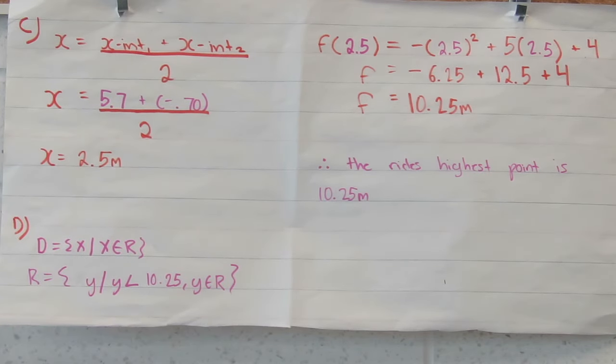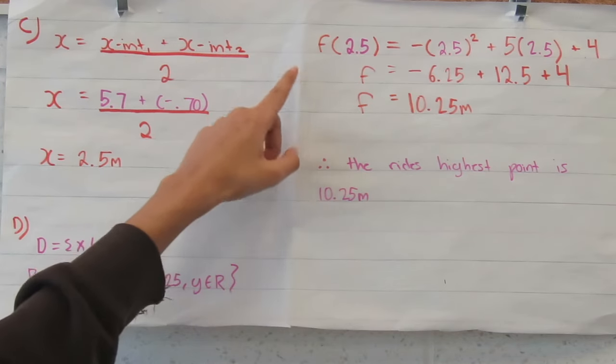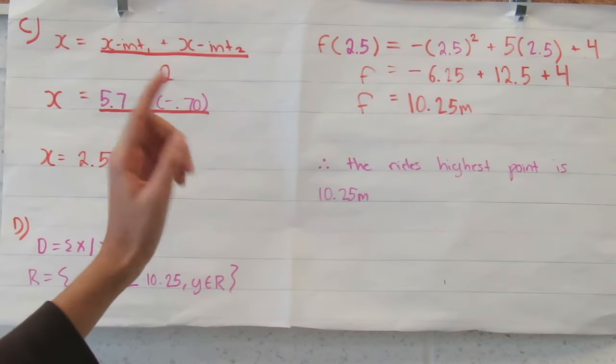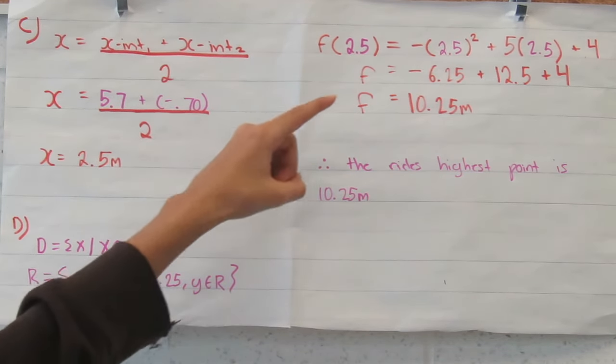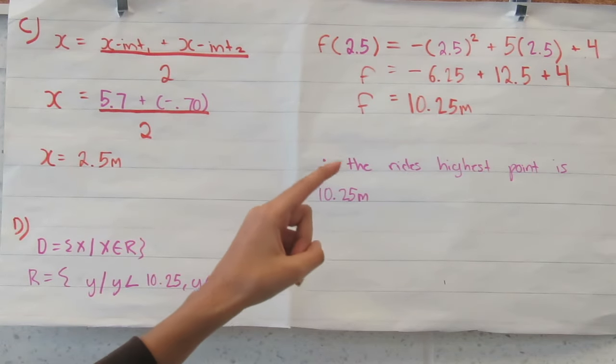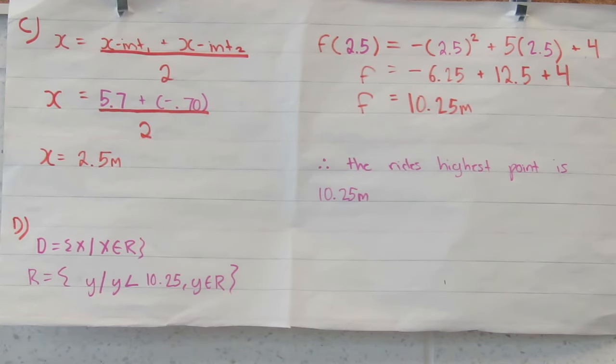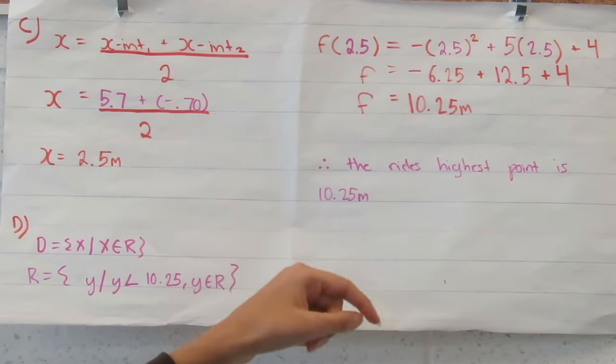Now you're going to take that value and sub it in for x. So it's going to be f of 2.5 equals negative 2.5 squared plus 5 times 2.5 plus 4. And simplified out, that's going to be negative 6.25 plus 12.5 plus 4, which ultimately equals 10.25 meters. So therefore, the ride's highest point is 10.25 meters.